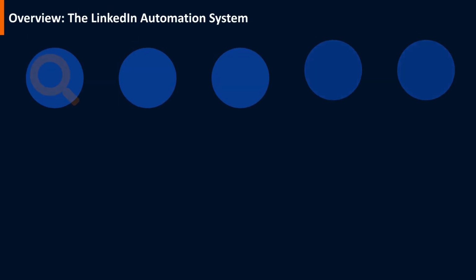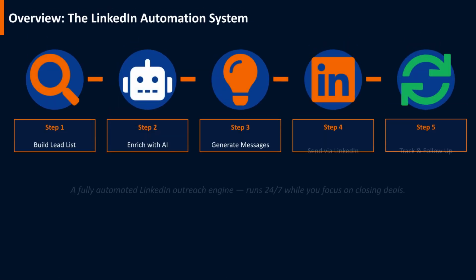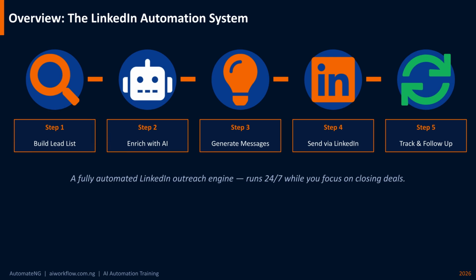Our automated system involves 5 steps: build a leads list, enrich it with AI, generate personalized messages, send them via LinkedIn, and finally, track status and manage follow-ups. This engine runs 24/7, allowing you to focus on closing deals.